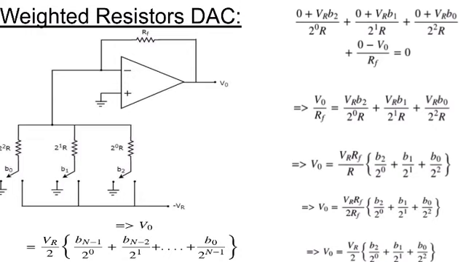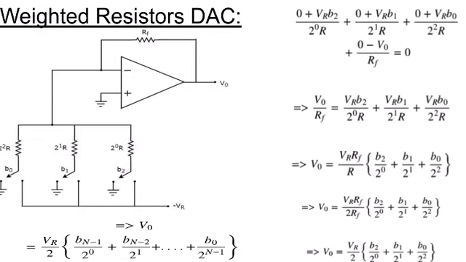So the nodal equation at the inverting input terminal node will be (0 plus VR B2) by 2 power 0 R, plus (0 plus VR B1) by 2 power 1 R, plus (0 plus VR B0) by 2 power 2 R, plus (0 minus V0) by RF is equal to 0. By further multiplying, we have the equation V0 is equal to VR into RF by R into (B2 by 2 power 0 plus B1 into 2 power 1 plus B0 into 2 power 2).